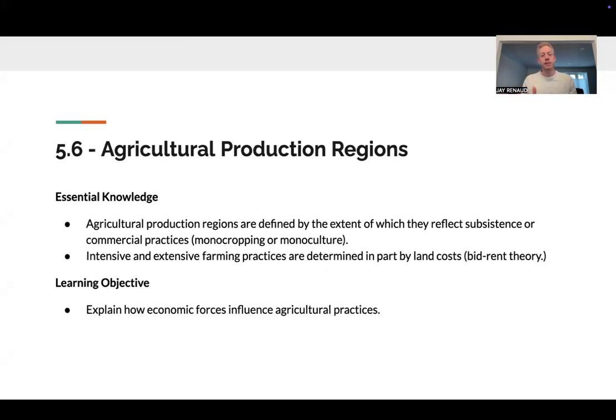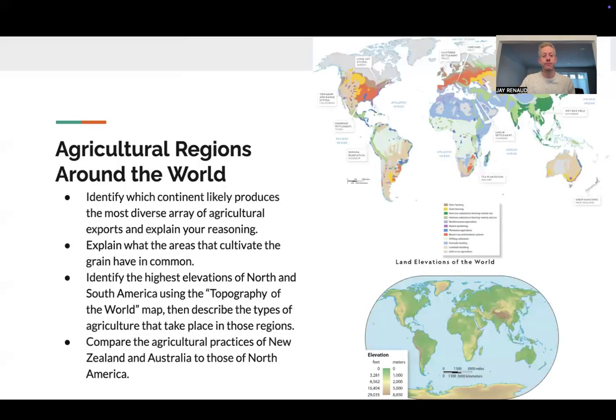Topic 5.6 is about agricultural production regions. We're going to touch upon some of the different types of agriculture that we learned in 5.1, and we're also going to apply this to the bid rent theory. In the Nat Geo book, it gives this map of the land elevations of the world. This is something you can pause, take a look at the map, and answer the prompts to the left.